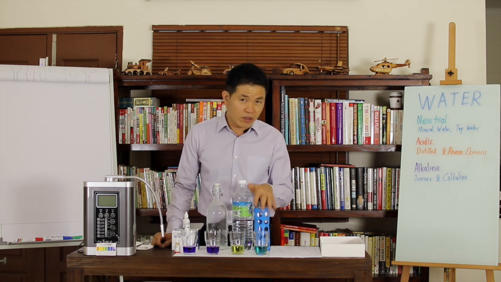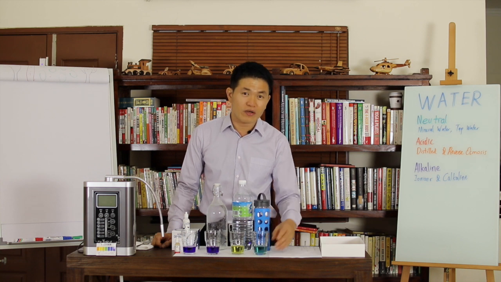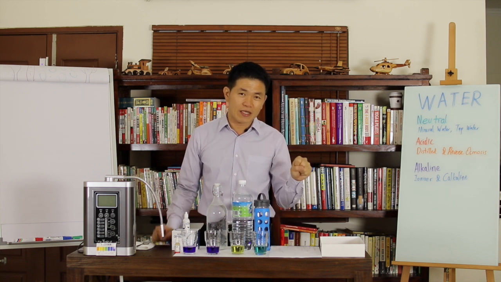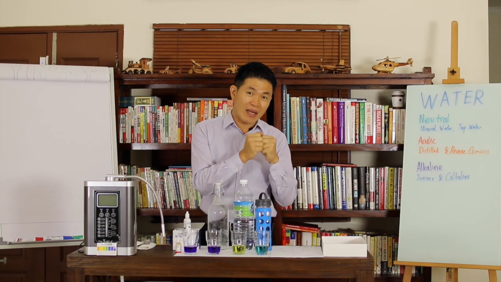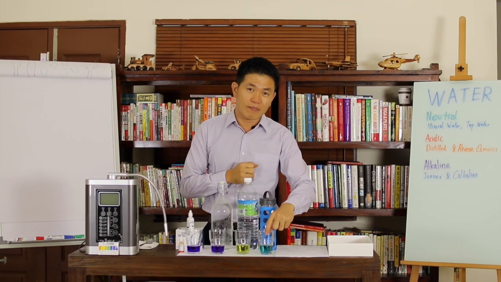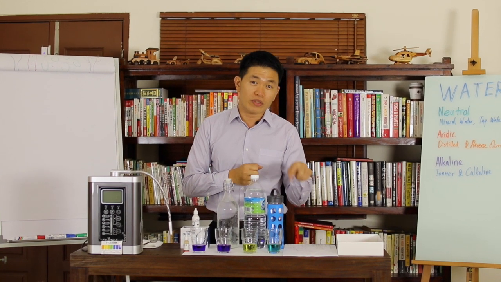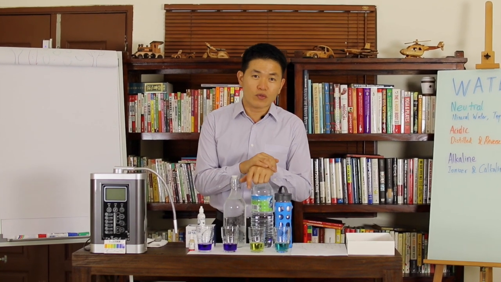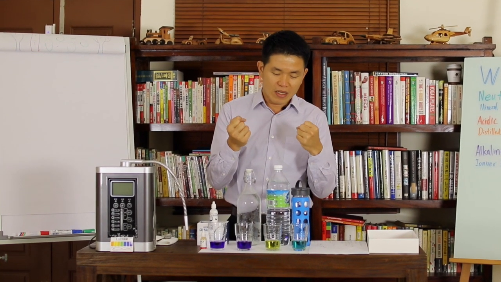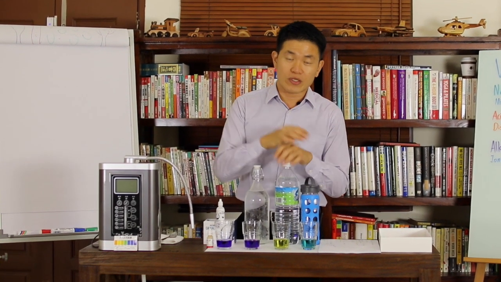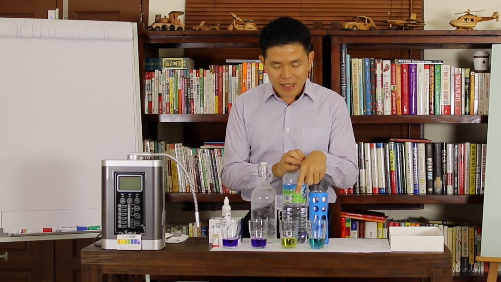Like in this case, mineral water, why is it neutral? Because it contains 50% acidic minerals and 50% alkaline minerals, so acidic and alkaline balance each other out. You test it, the pH is neutral, but it's very rich in minerals. Whereas for distilled water, there's no alkaline mineral and no acidic mineral, theoretically, because it goes through the process of distillation or reverse osmosis. But why is it acidic?